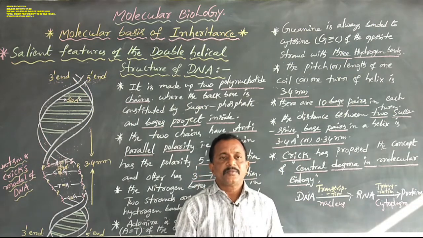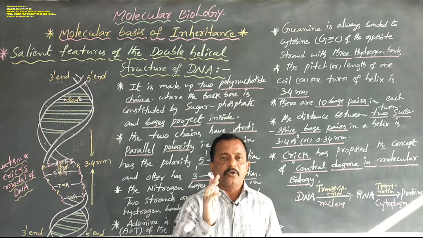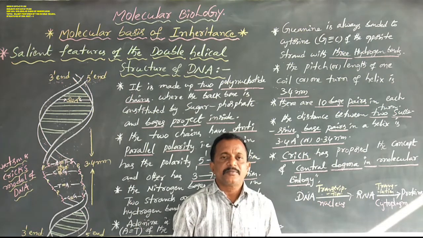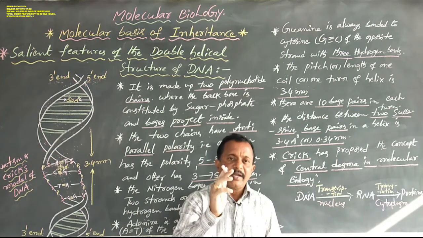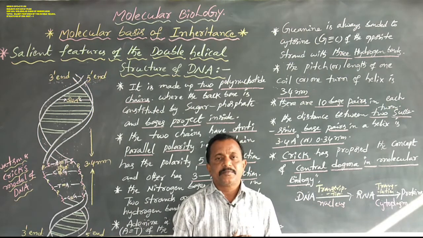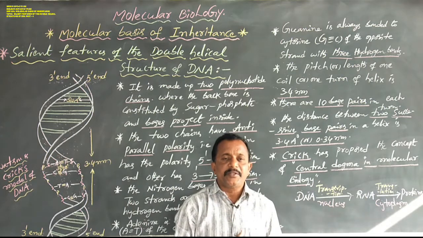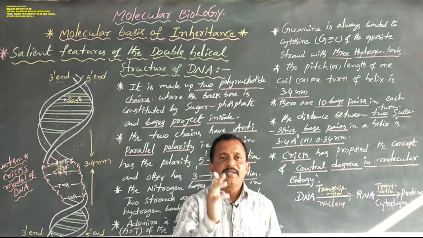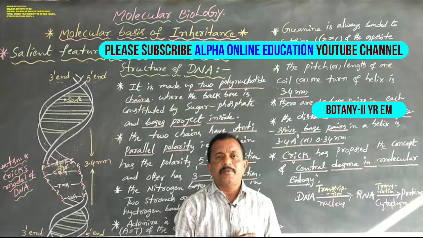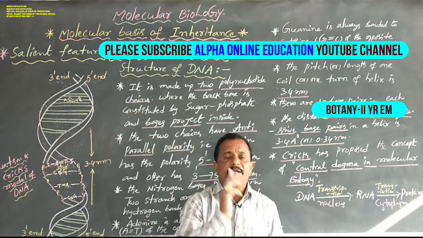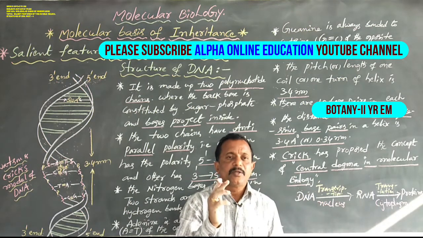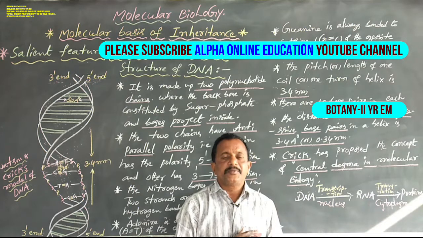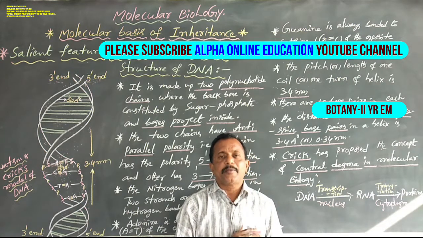Once again, DNA was first discovered by Frederick Miescher in the year 1869 and was named nuclein. Then in the year 1953, James Watson and Francis Crick proposed the double helical structure of the DNA molecule, and were then awarded the Nobel Prize. And finally, Crick proposed one concept, that is central dogma in molecular biology.